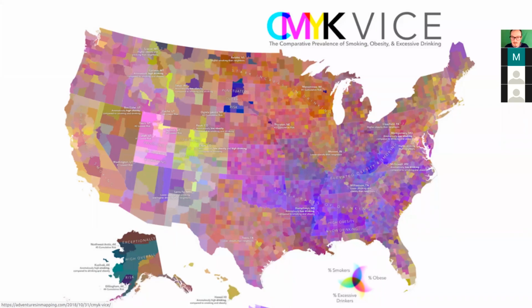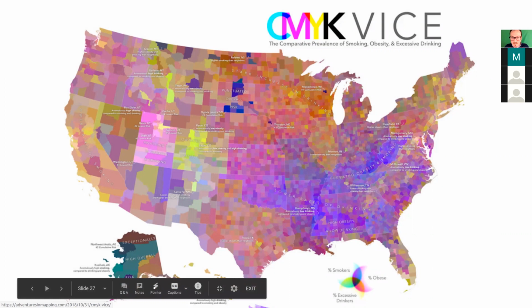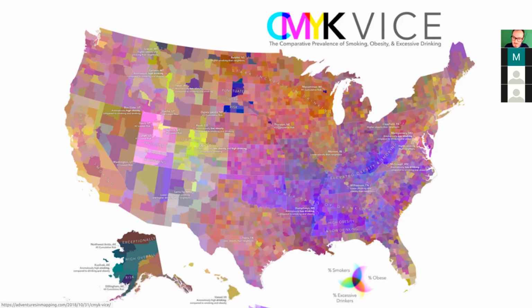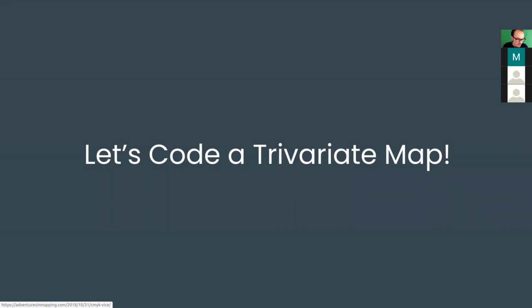And I love the labels on this map, like "stark increase in drinking." Over here it says "elevated obesity and smoking." Nice annotations. So that's sort of a survey of what people have done.